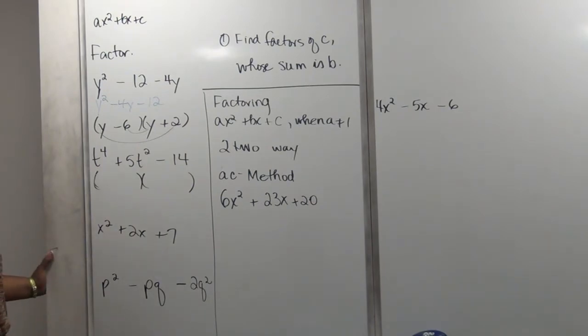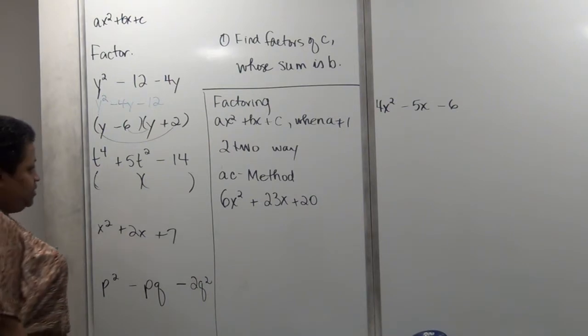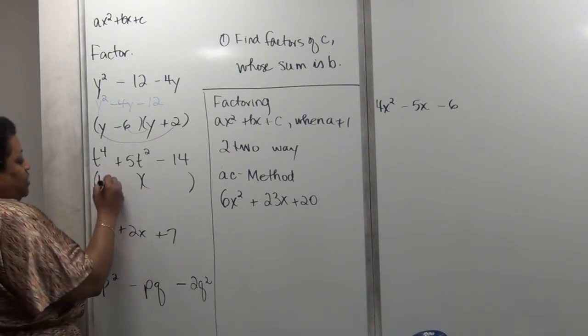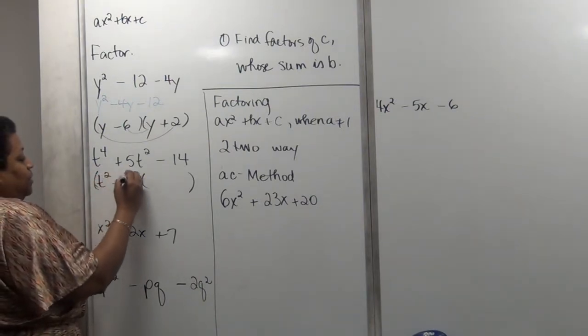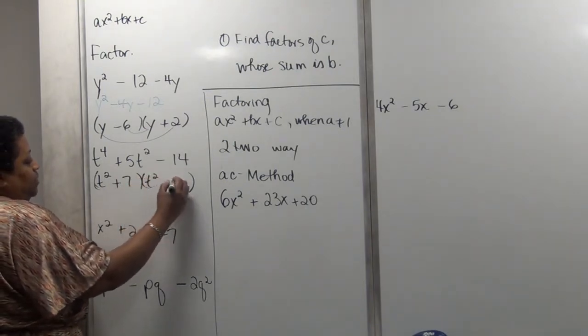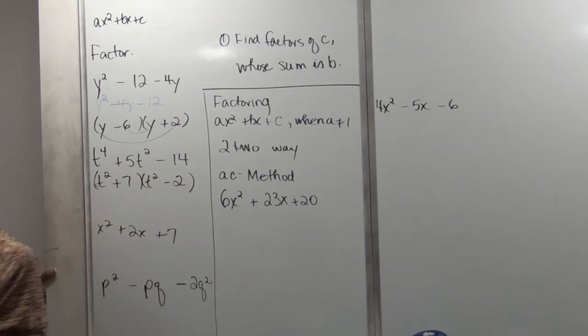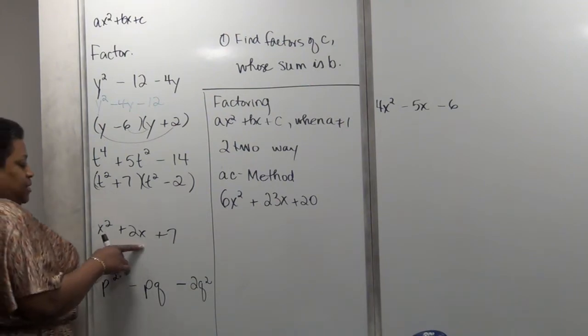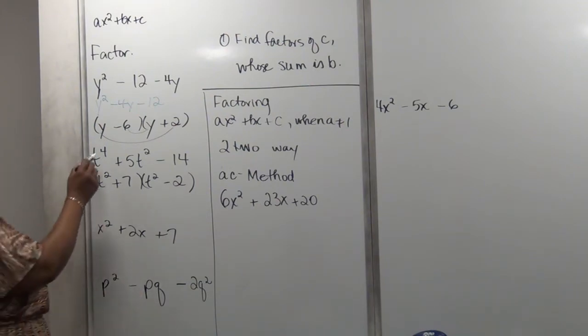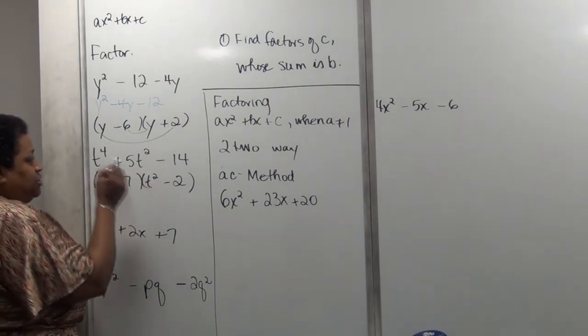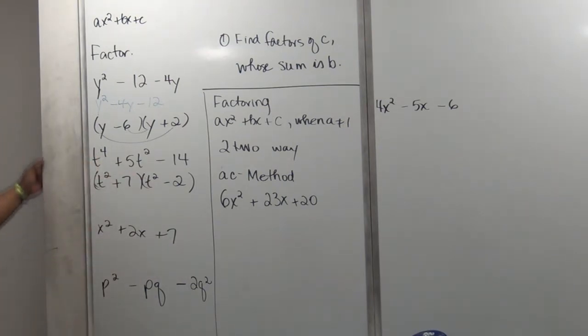+7 and -2. Factors of negative 14 that will add up to 5. So that's going to be t squared plus 7, t squared minus 2. 7 minus 2 is 5. 7 times -2 is negative 14. Why is that t squared and it's t to the 4? t times t squared. Oh, okay. Okay. What about this?